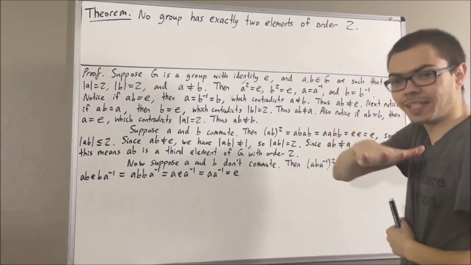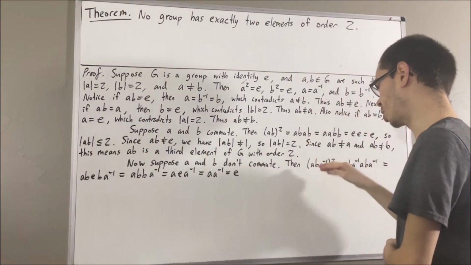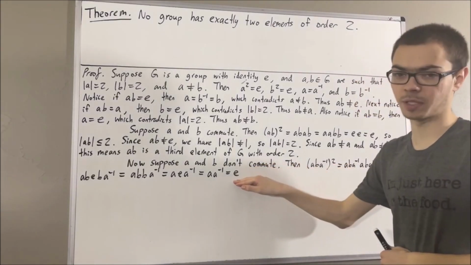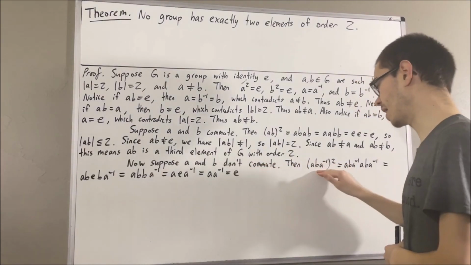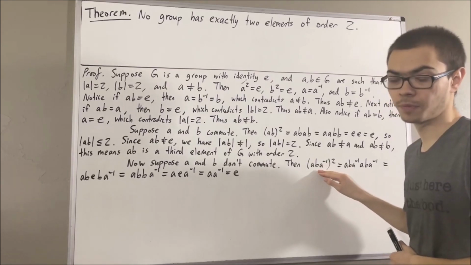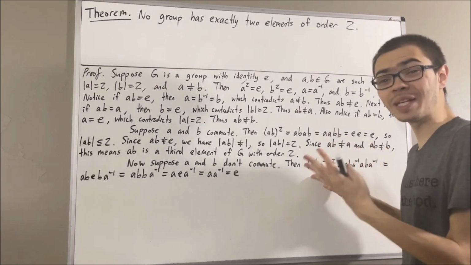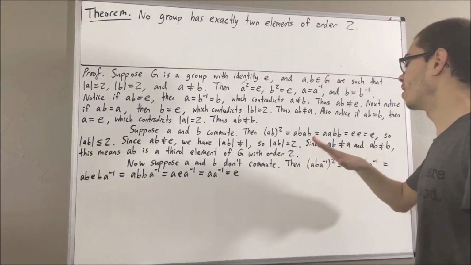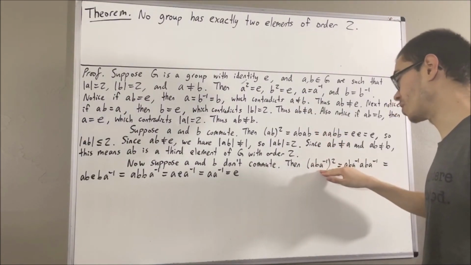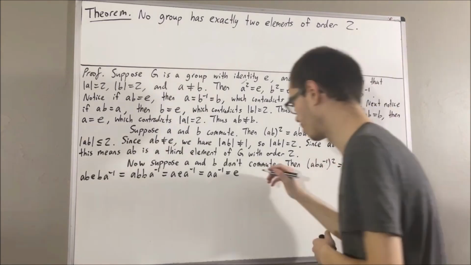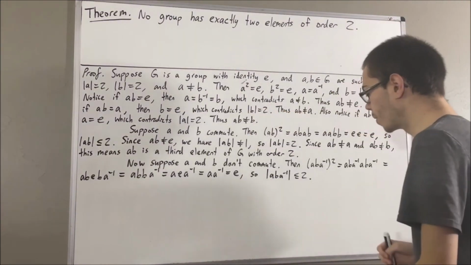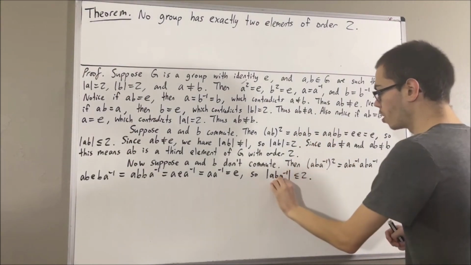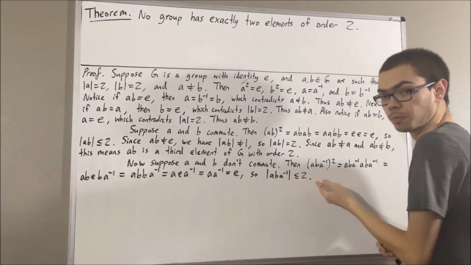So we see that there exists a positive integer such that if we do ABA inverse to the power of that positive integer, we get the identity element. That tells us ABA inverse has finite order. And whatever the order of ABA inverse is, it's the smallest positive integer that's able to do this. Therefore, the order of ABA inverse must be less than or equal to 2. But we know that the order of ABA inverse is a positive integer, so the order must be equal to either 1 or 2.